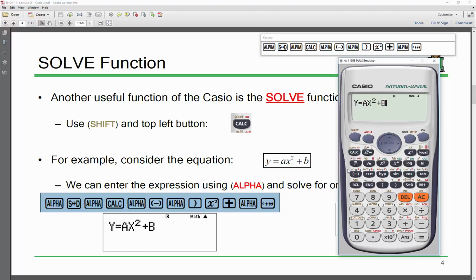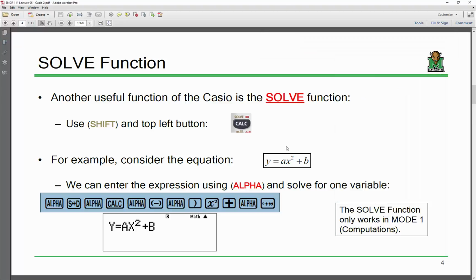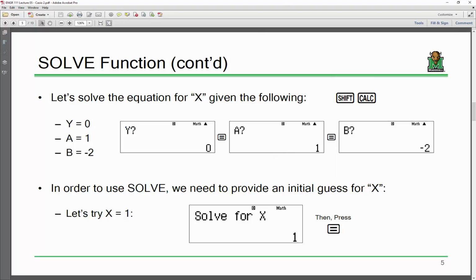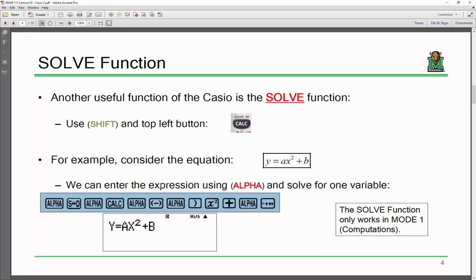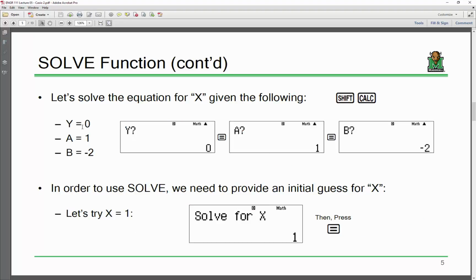Okay. Now what we need to do is solve this expression. So we go to Shift, Solve, and you can see right there above the calc we see the Solve button. Now the way that this works, we have to provide some of the constants that go into this expression to solve for the remaining variable x. So let's say we have y equals ax squared plus b, and we know that y equals 0, we know that a equals 1, and we know that b equals 2, and we want to solve for x.